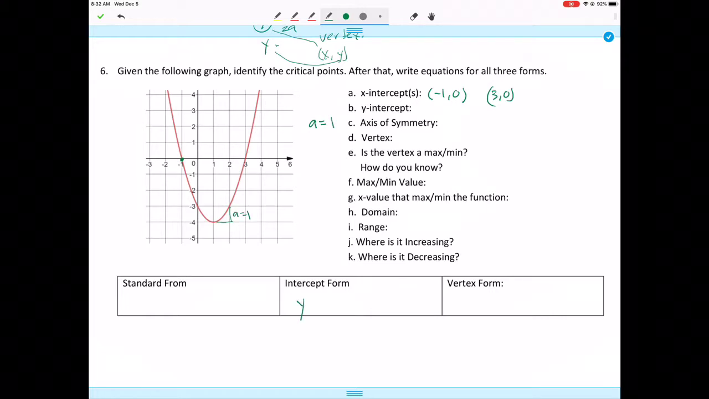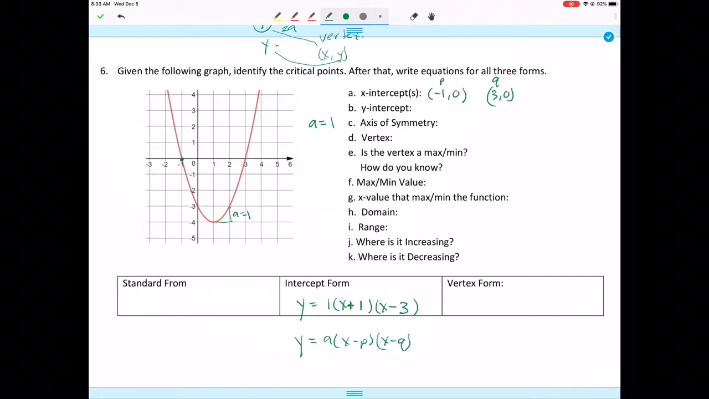So for intercept form, y equals 1. We have these two parentheses. If you remember, the equation is a times x minus p times x minus q, where here you could say negative 1 is p and 3 is q. So all we need to do is plug these in. So p is negative 1, so we already have a negative, and then we put in another one that gives us a positive 1. And then here we have a positive 3 for q. We plug that in, and now it's switched to a negative 3.